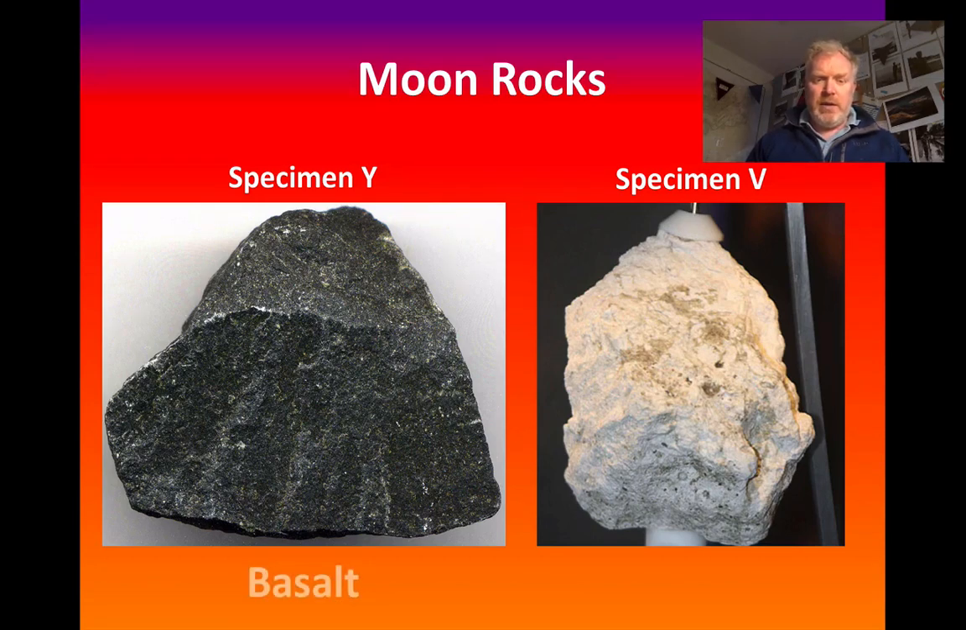Specimen Y is a rock called a basalt. This is one of the rocks that you need to know for your GCSE course. Specimen V is a rock filled with a mineral called feldspar, called anorthosite. You don't need to be able to identify this one, although you do need to be able to recognise feldspar when we see it in a rock.